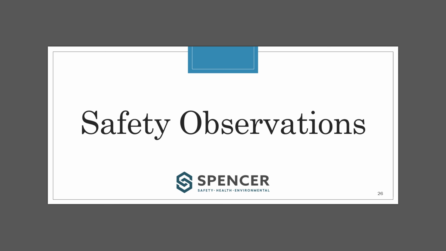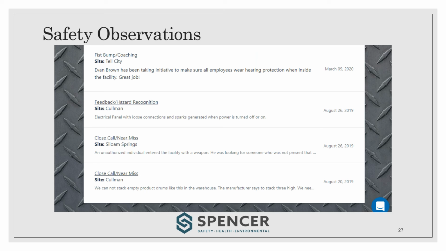Now let's talk about safety observations. This is an example of what the safety observations page would look like. There's fist bumping and coaching. This is for positive reinforcement for employees taking initiative with your safety and health program. Feedback and hazards recognition, close calls, and near misses. And you can note the site, and you can include specific employees in these.